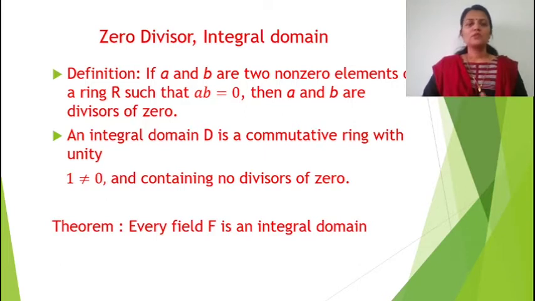Let's rewind the portions of zero divisors and the concept of integral domain first. If A and B are two non-zero elements of a ring such that AB equals 0, then A and B are divisors of 0. If both A and B are non-zero and the product AB equals 0, then A and B are called zero divisors. An integral domain D is a commutative ring with unity, where unity 1 is not equal to 0, and containing no zero divisors.